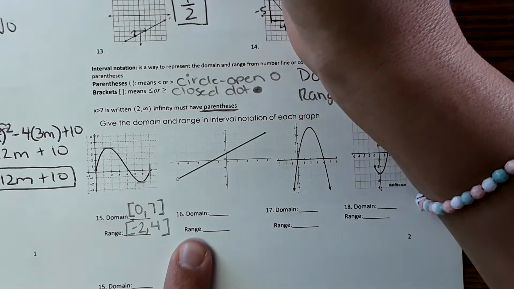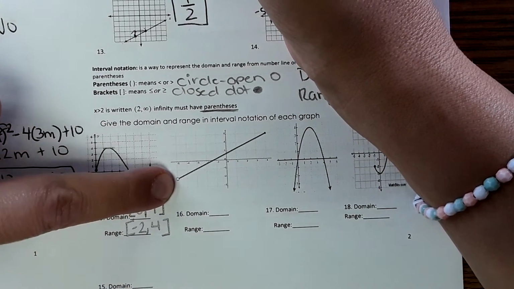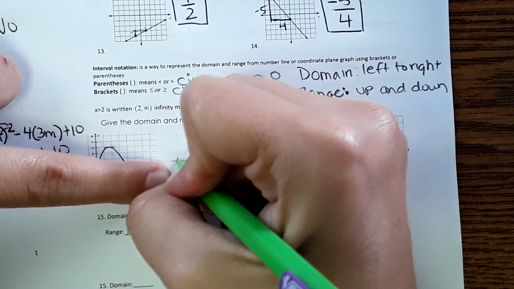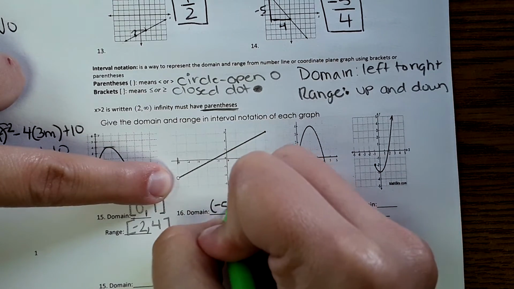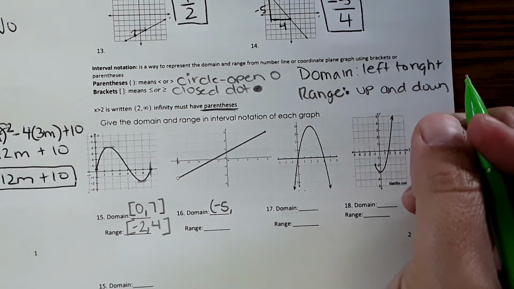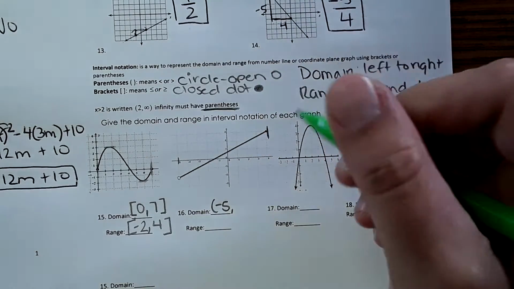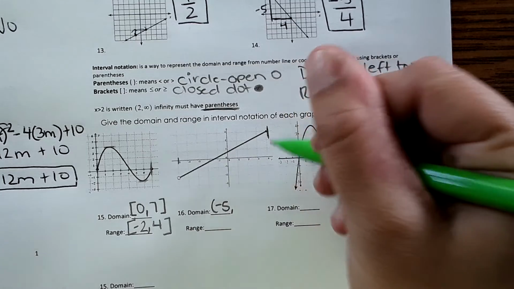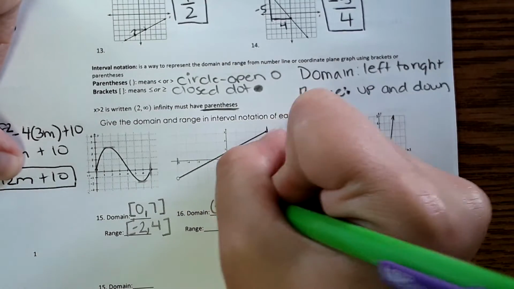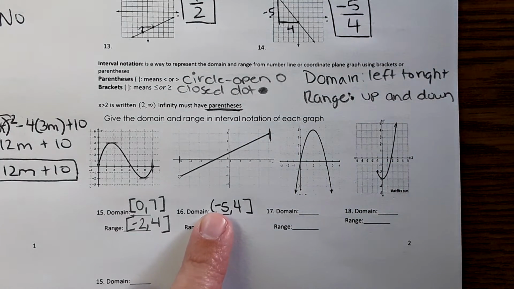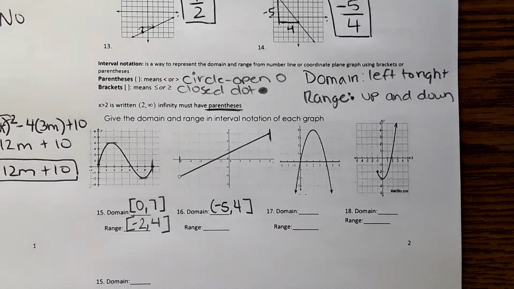And then at 16, it shows the open dot. So that's going to be our parentheses at -5. And then the x values for this one go to 4, and it's a closed dot, so I know this looks weird, but we use the bracket over here. So parentheses right here, and then the bracket on the other side. It does touch 4.